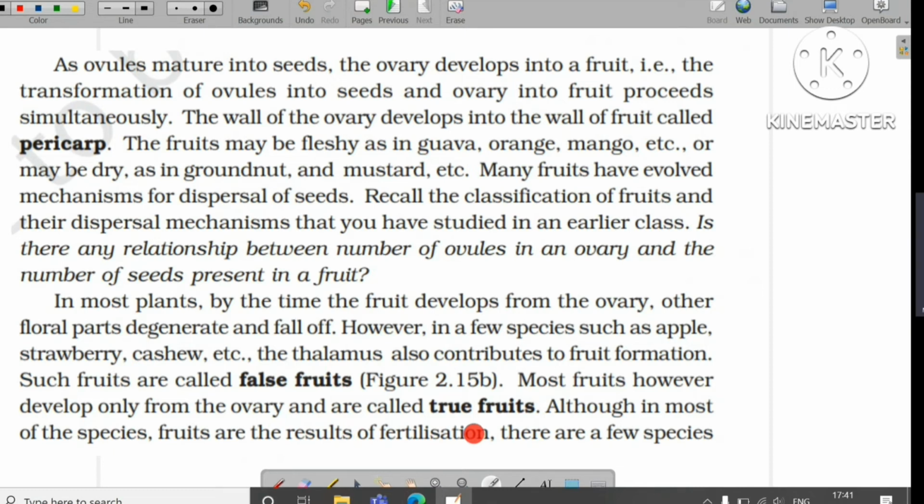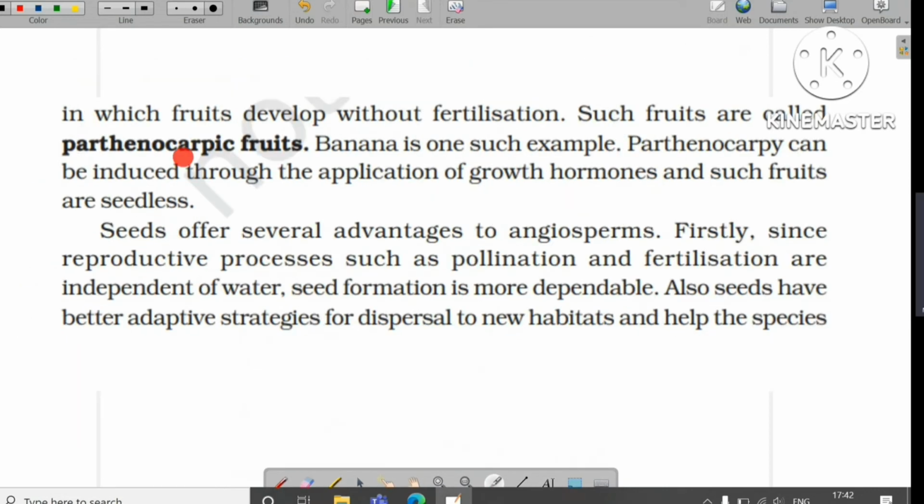Although in most of the species, fruits are the result of fertilization, there are a few species in which fruits develop without fertilization. Such fruits are called parthenocarpic fruits. Banana is one such example. Parthenocarpy can be induced through the application of growth hormones, and such fruits are seedless.